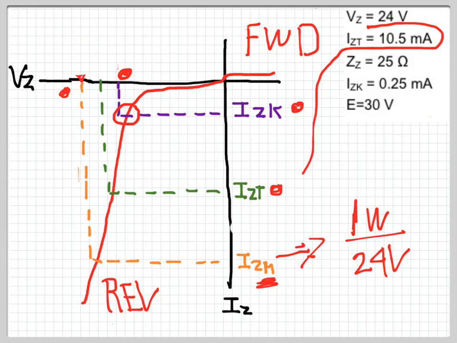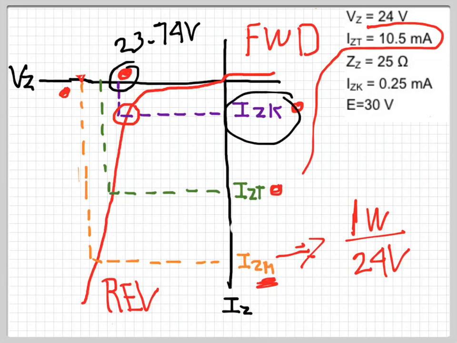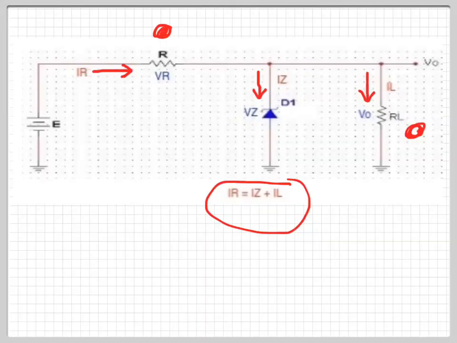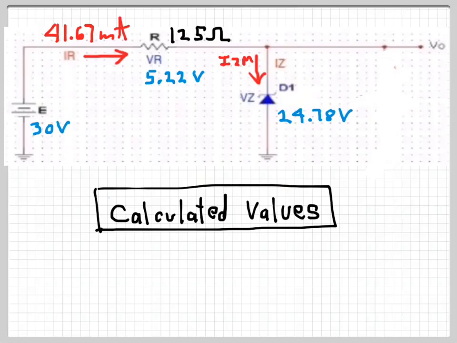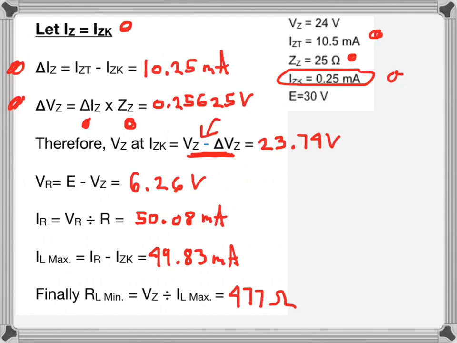Okay, so this is going to be 23.74. That's the voltage right there, and that corresponds to IZK. Alright, so therefore, we got that.